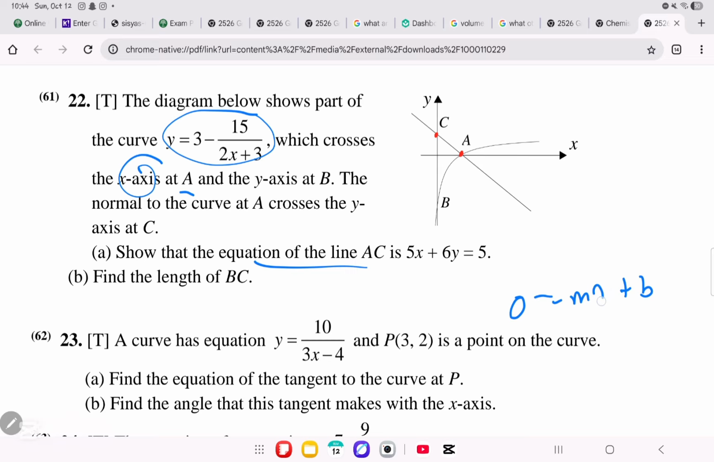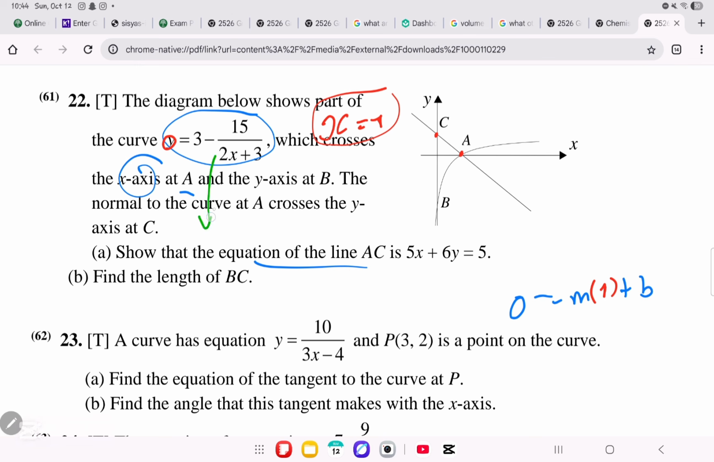If that's the scenario, we will need to find the value of x. How do we find the value of x if we have y? So 0 is equal to 3 minus 15 over 2x plus 3. Definitely, after solving it, you're going to get the value of x, which is 1.